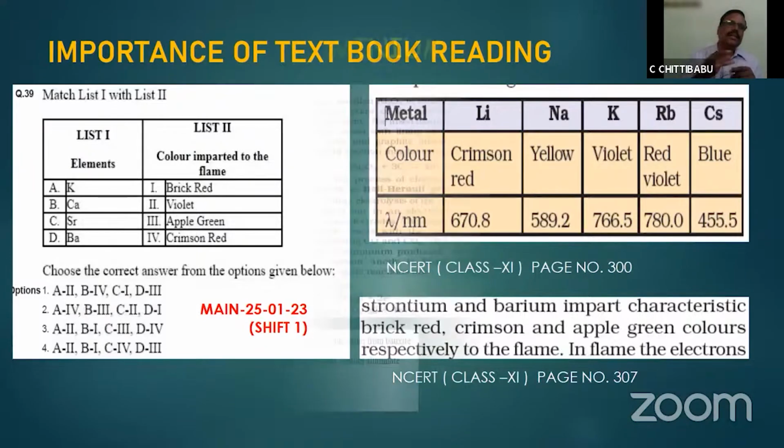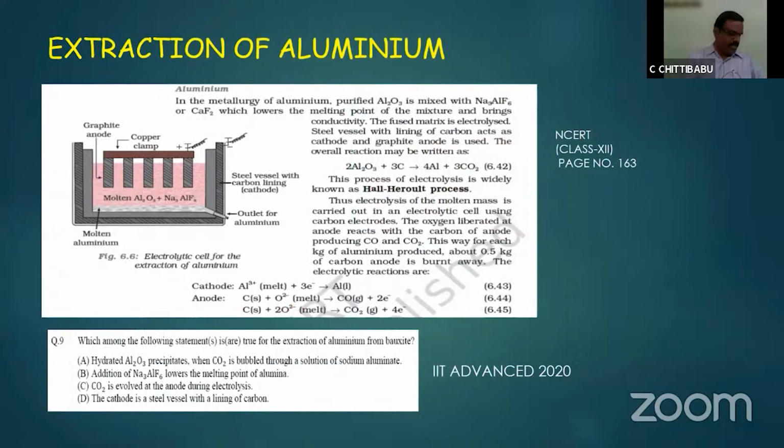Right, sir? So then coming to this, look at this. We'll learn metallurgy, extraction of aluminum, in the regular classes itself. It was directly taken from the textbook. Advanced question 2020, sir, on the extraction of aluminum from bauxite: which of the following statements are true? All these statements are there directly in the textbook.